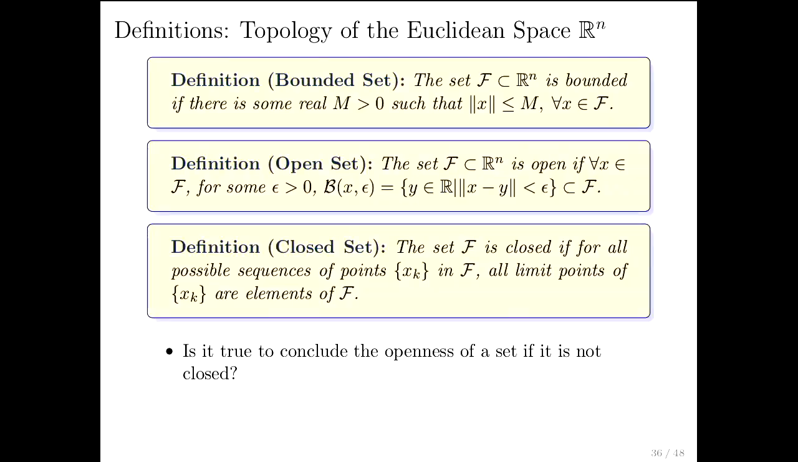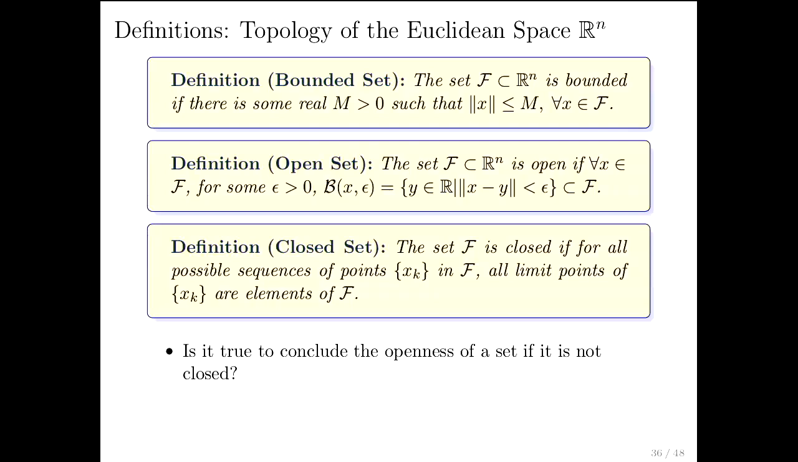Some very basic stuff here. The idea of a bounded set, open set, and closed set. A bounded set is a set such that I can find some number that the norm of the elements of that particular set are bounded above by that number. So that's a bounded set.